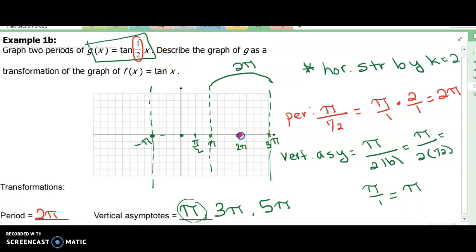I'm going to cross right here between my 2 asymptotes. And the 1/2 means if I go halfway between where I cross and here, I'm going to be at a 1/2 here. And I'm going to be at a 1/2 here. So this one's pretty flat. It goes something like that. It's not nearly as long as my other one. And there we go. There's our 2 periods.